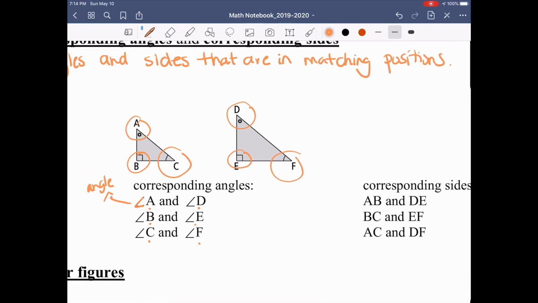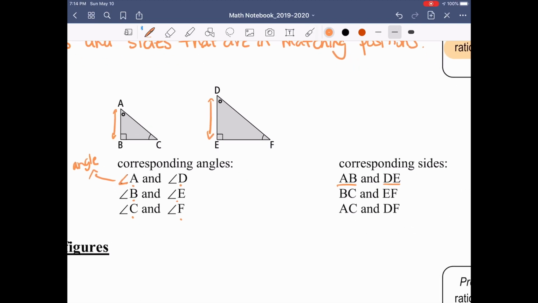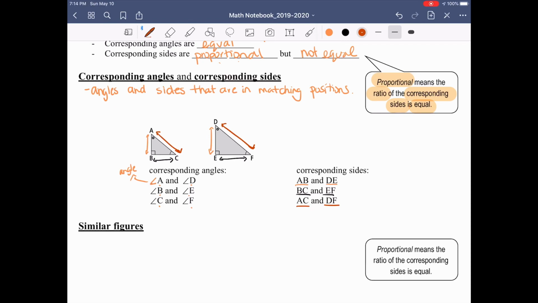So if those are the corresponding angles, what are the corresponding sides? Corresponding sides are basically the ones that are in the same position. So side AB corresponds to side DE. Side BC corresponds to side EF. And then side AC corresponds to side DF. So they're in the same positions as each other.